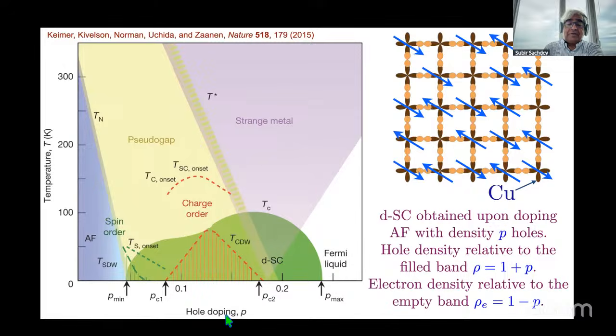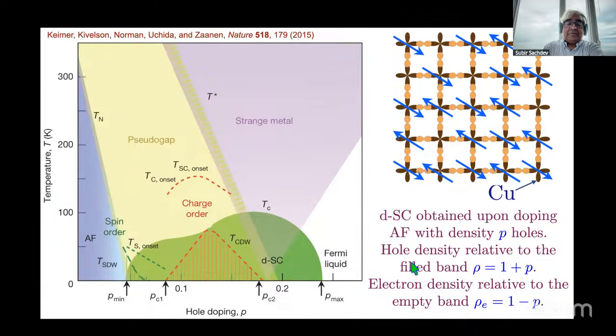So people always talk about hole doping p, and that would be an important number in everything I'm going to talk about. But it's important to remember it is not the hole density. When we're doing semiconductor physics, we count holes and electrons relative to filled and empty bands. So in this case, the filled band would have 2 electrons per site. So the actual hole density is 1 plus p, and the actual electron density is 1 minus p. And these add up to 2. Okay, so just remember these key things.